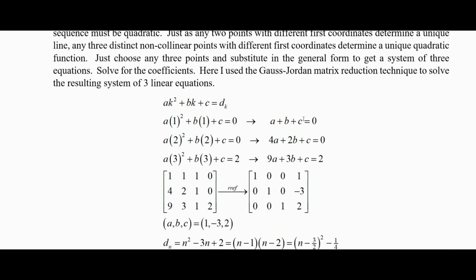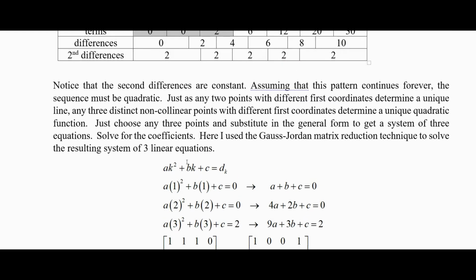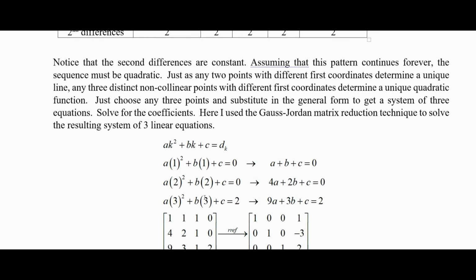One way to do that is to put this in a matrix of coefficients. Coefficients here are 1, 1, 1. Then you've got the equals and then 0. So the next one would be 4, 2, 1, 0. And the next one would be 9, 3, 1, 2. Notice that these are all 1's because there's no k to plug in there. These are just 1, 2, 3 because it's just k. These are all k squared, so it's 1 squared, 2 squared, 3 squared. So these right here are powers of 1, powers of 2, powers of 3. And these right here are the terms, 0, 0, and 2.